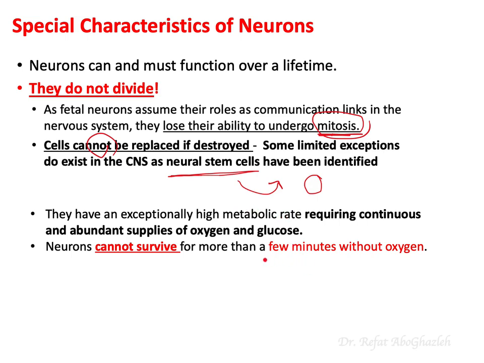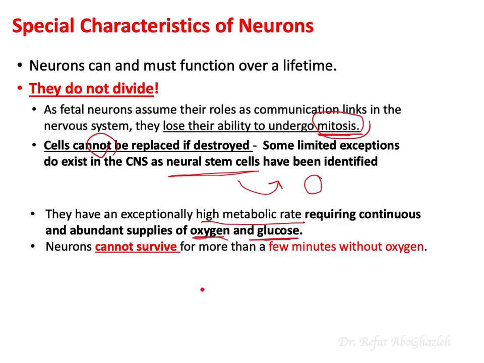As maybe we know from your general information, the brain and special nervous system, and the neurons that compose the main structural unit of the nervous system, have an exceptionally high metabolic rate. That means, when you say high metabolic rate, that the neurons need a highly abundant supply of oxygen and glucose.